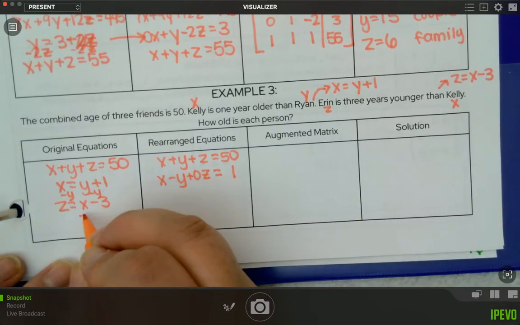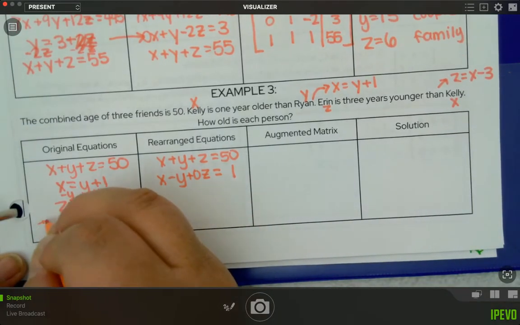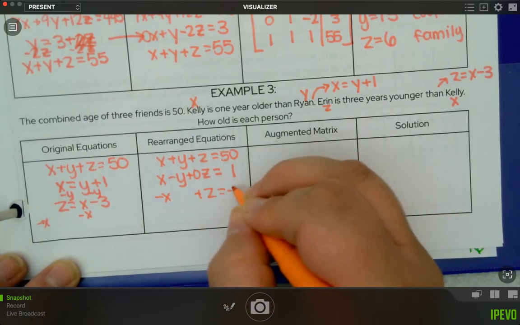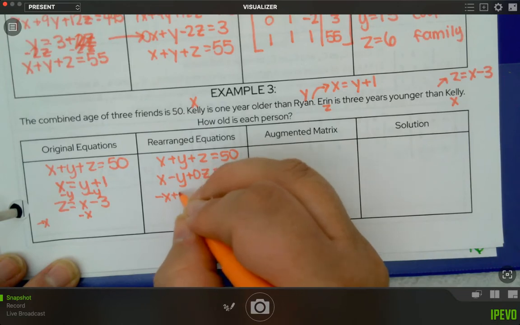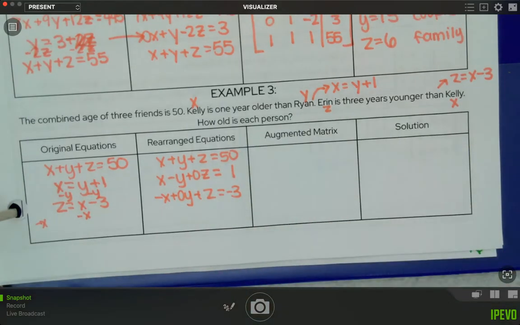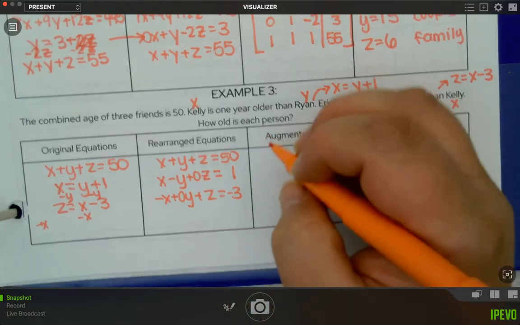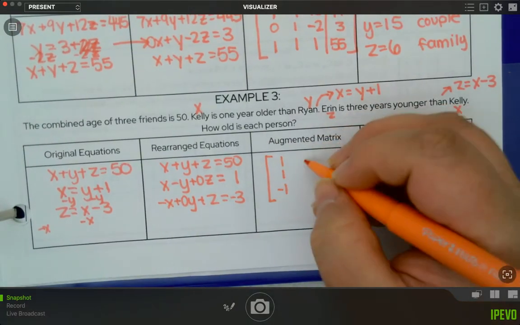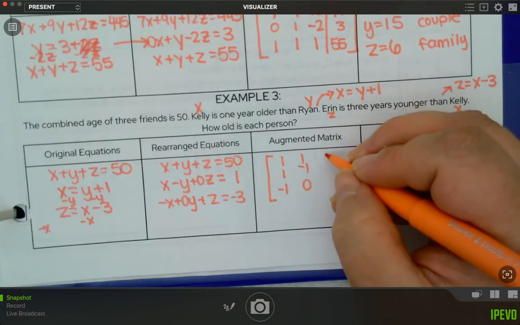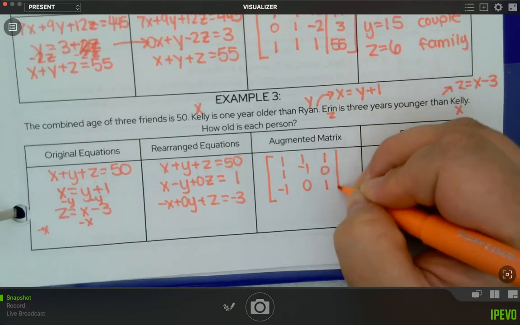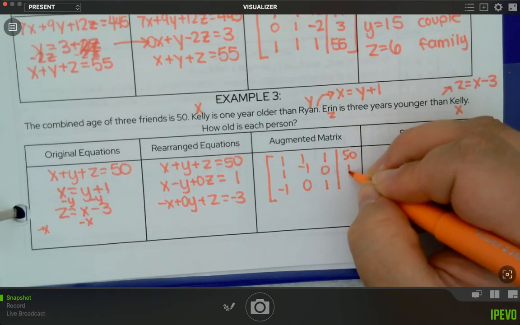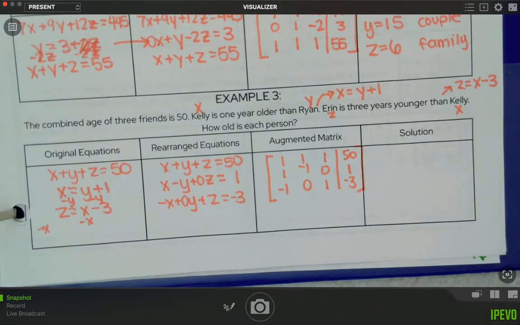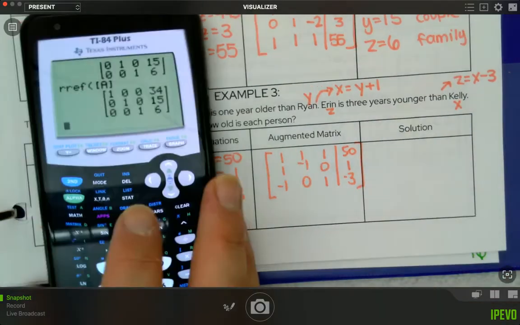Over here, I have to minus the X to the other side. So I get negative X plus Z equals negative 3. But I want to put a 0Y in the middle. The zeros just help you set up the matrix better. Then, here's my matrix. Like that. And I'm going to go type it in.